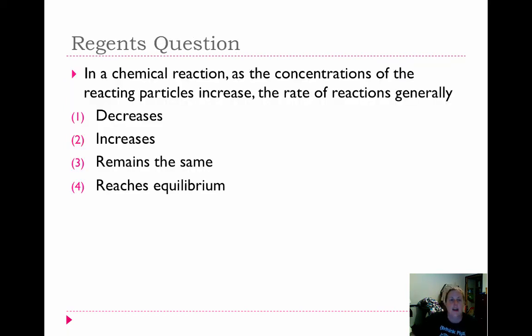Regents question time. In a chemical reaction, as concentrations of the reactant particles increase, the rate of reaction generally. So if we increase the concentration, we are adding more of the particles into the reactant side. If you have more particles bouncing around, you have more of a chance of collisions. So this will increase your rate of reaction.